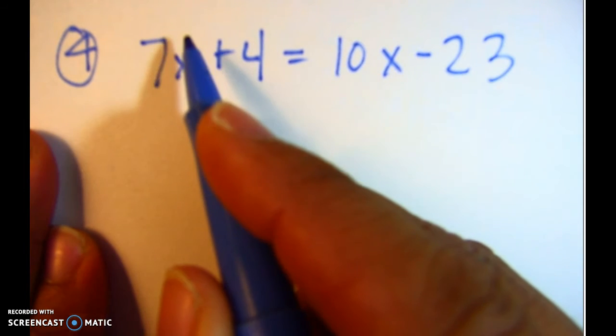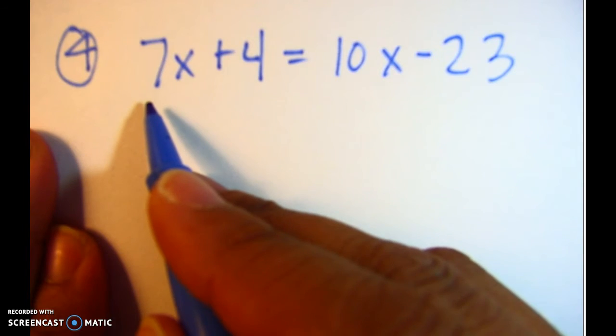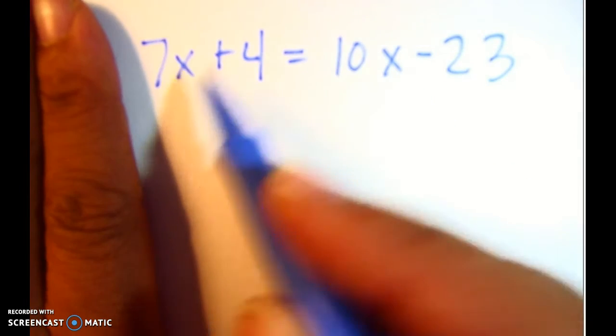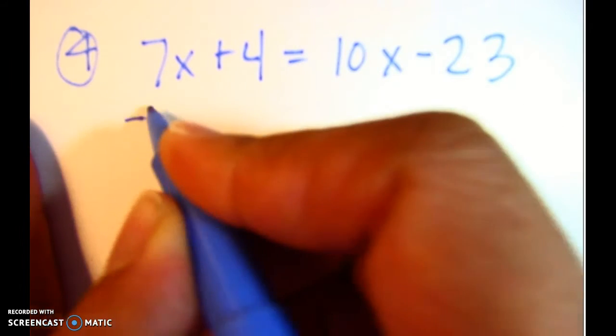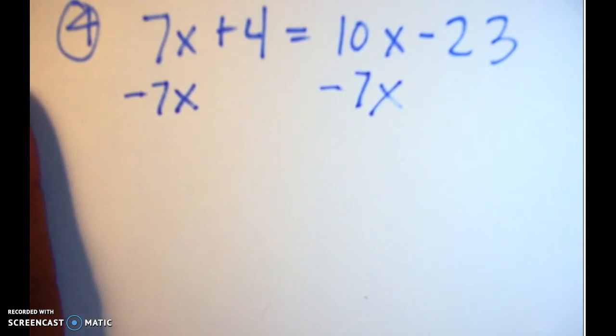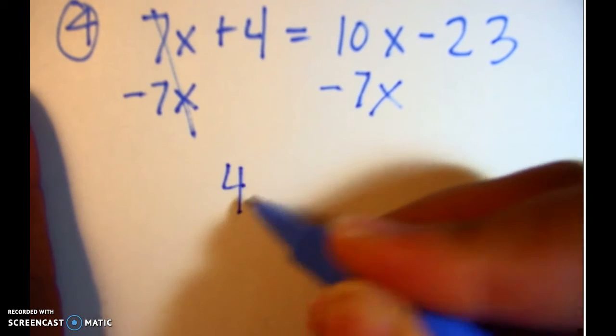This is a positive 7x. And if I take away 7x here, then I'm moving the variable over to this side. But if I subtract here, I subtract here. So minus 7x, minus 7x. So now I've removed the variable from this side, and all I'm left with is 4.